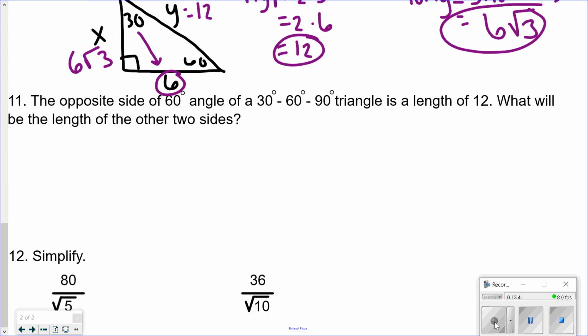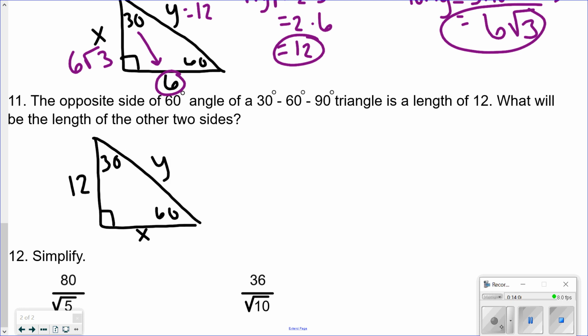The opposite side of a 60-degree angle of a 30, 60, 90 triangle is the length of 12. What will be the length of the other two sides? All right, so if the side is opposite of the 60-degree angle, that means it's the long side of the triangle, or the long leg of the triangle. And we know that the long leg is equal to the short leg times radical 3. So if the long leg is 12, we need to search for the short leg.